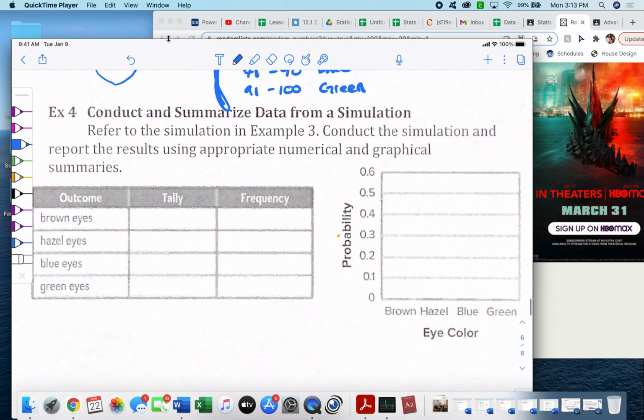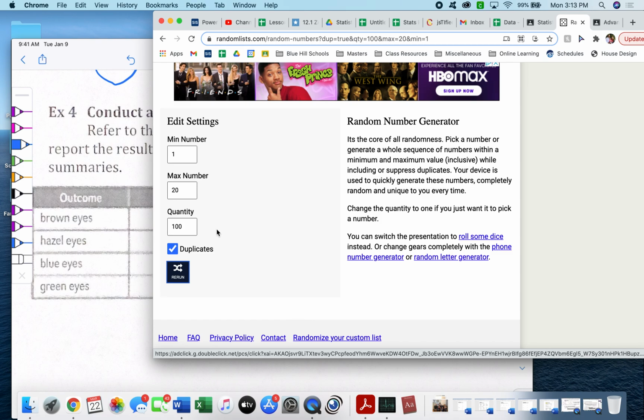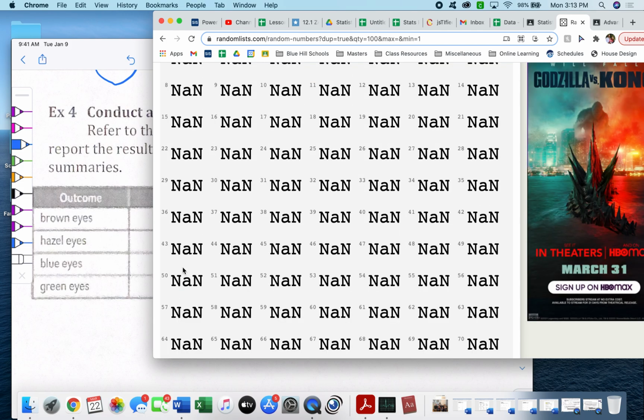So let's go ahead and run this simulation. So I'm going to pop over here, and I'm going to go to my number generator, and let's designate. Minimum number is? 1. Maximum number is? 10. Okay, how many numbers do we want it to pull? We're going to say 100. Okay, duplicates on, rerun. Here we go.